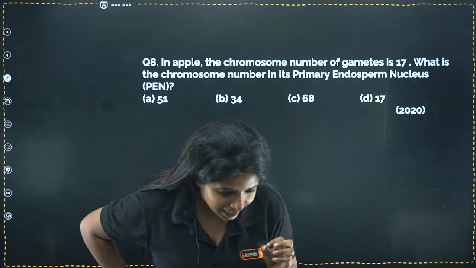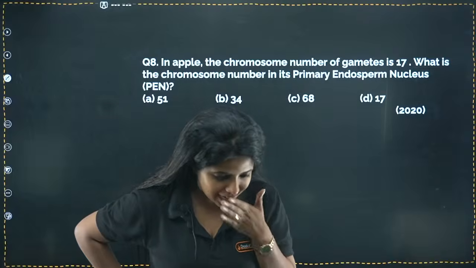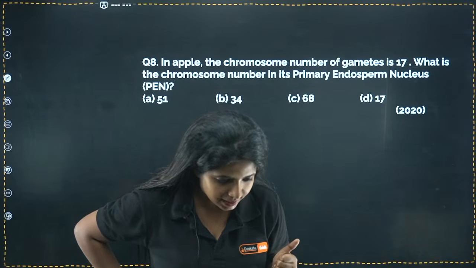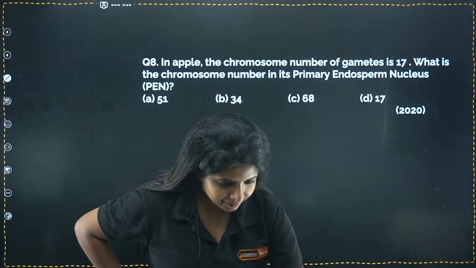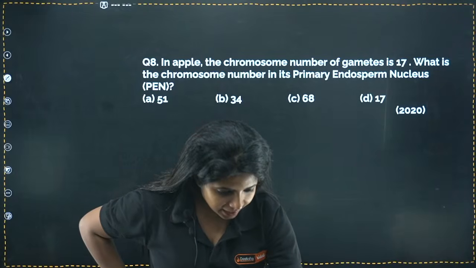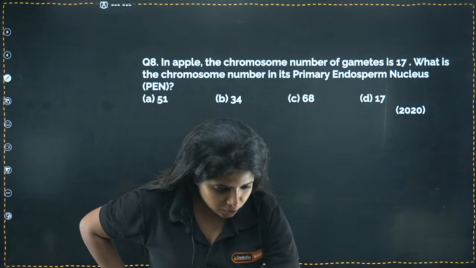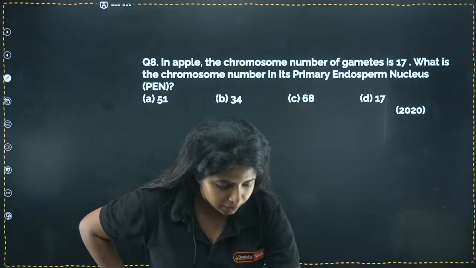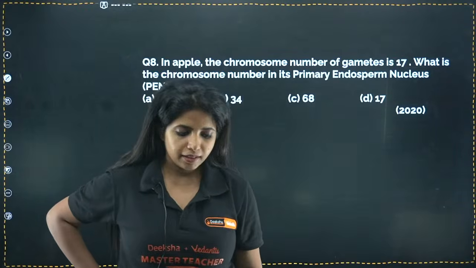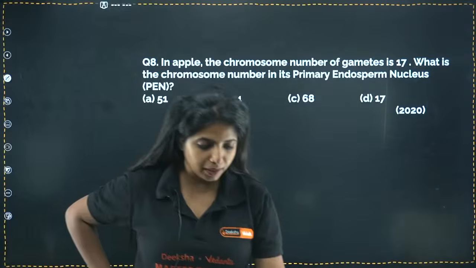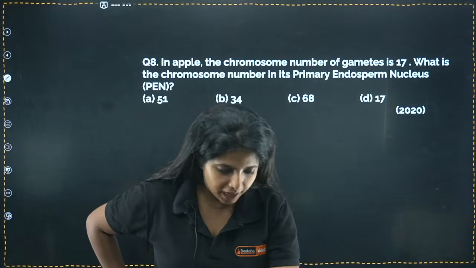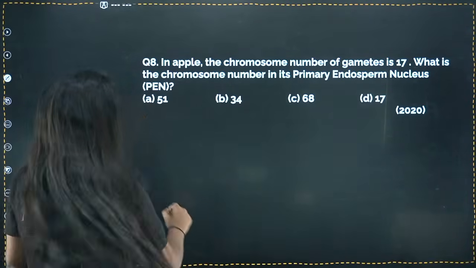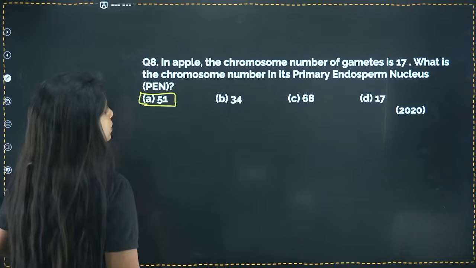Dhanush says the answer is A. Digant also says the answer is A. Dhanishri also says it's A. Ganesh also, Vijay Lakshmi also. Priya also says the answer is A. What is A? A is 51. How did you get A is 51?